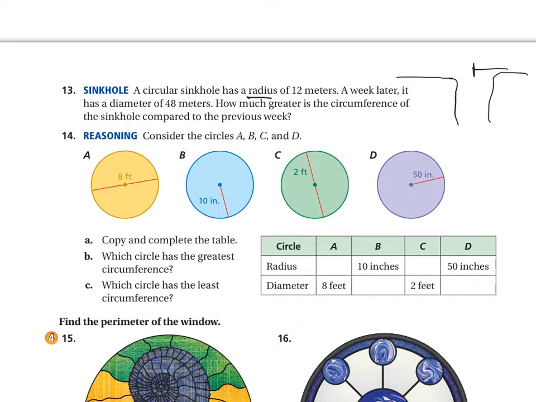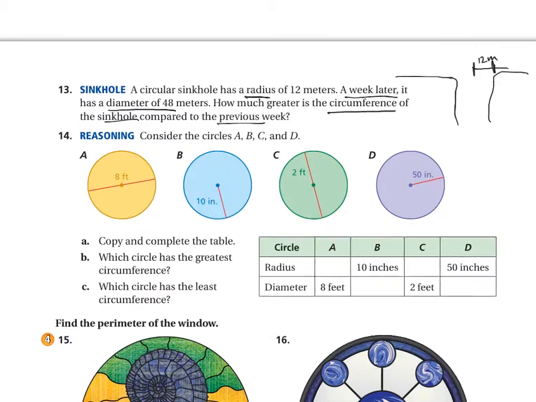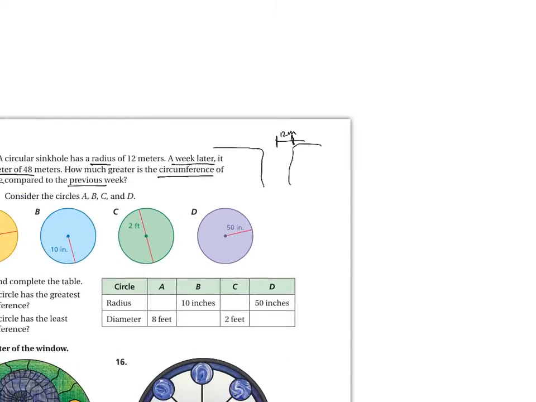Is it just halfway, right? So it has a radius of 12m. And a week later, it has a diameter of 48 meters. So they're having you compare. So how much greater is the circumference, oh my word, you get some good math here, of the sinkhole compared to the previous week? Okay, so what you're going to have to do is 2 problems here.